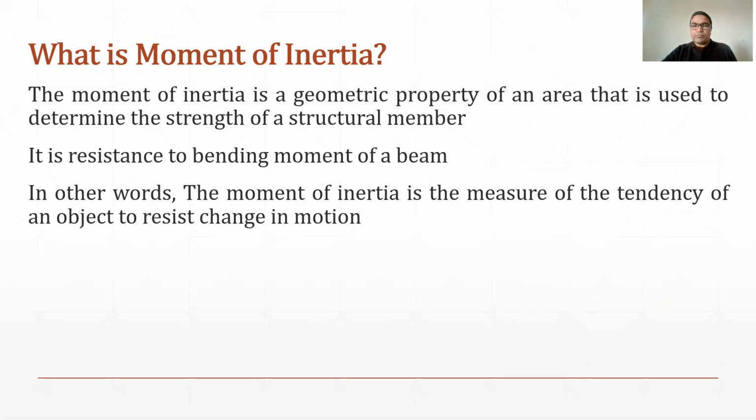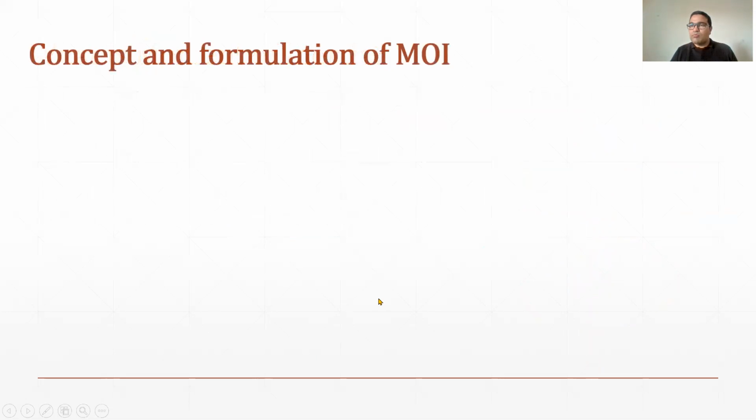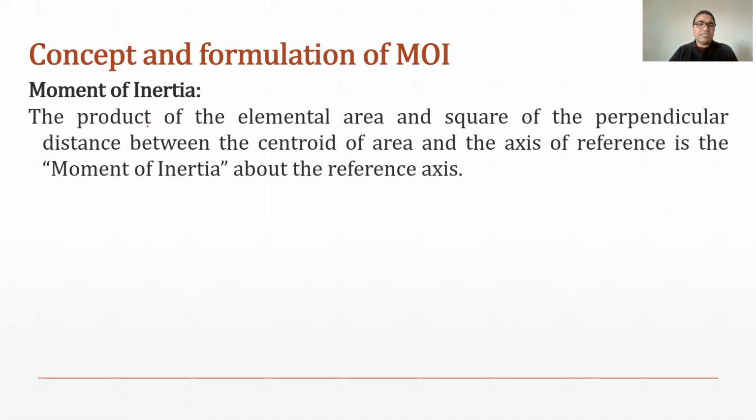So now we will see how we find out moment of inertia of any body about any particular axis. Theoretically, if I say how can we calculate moment of inertia, then it is basically the product of elemental area and square of the perpendicular distance between the centroid of the area and the axis of reference, which is the moment of inertia about that reference.